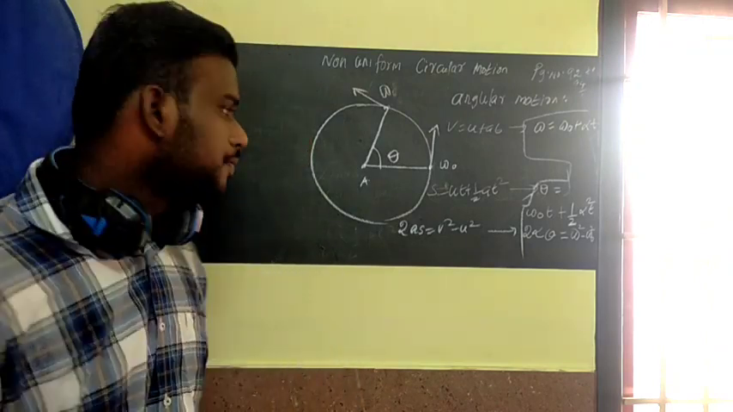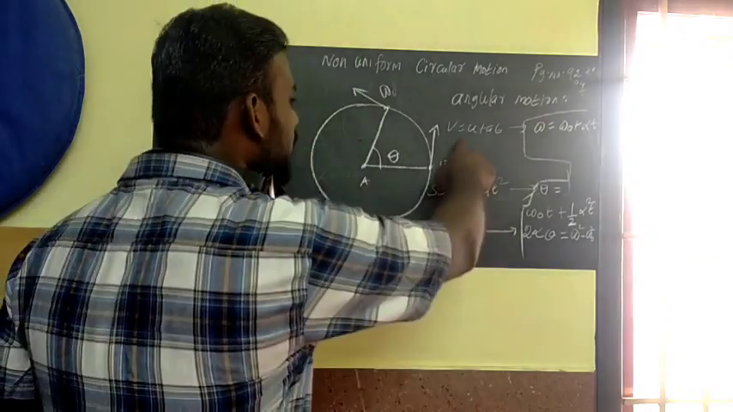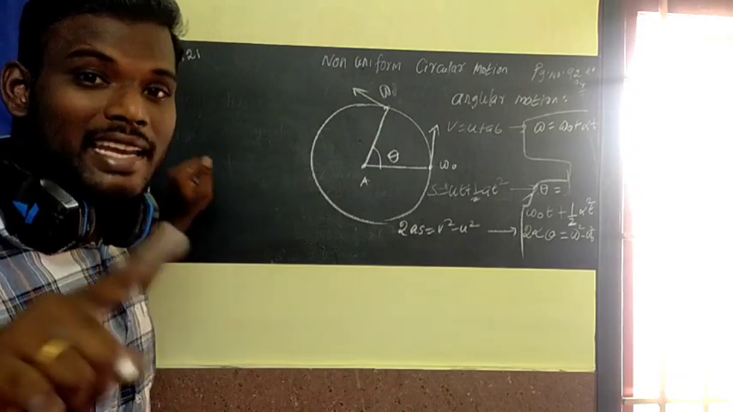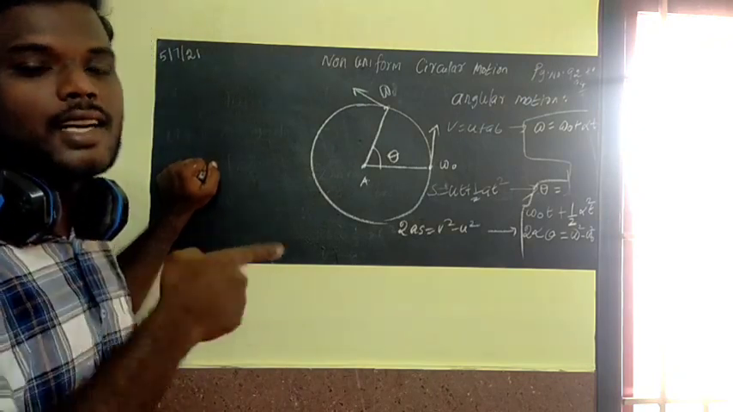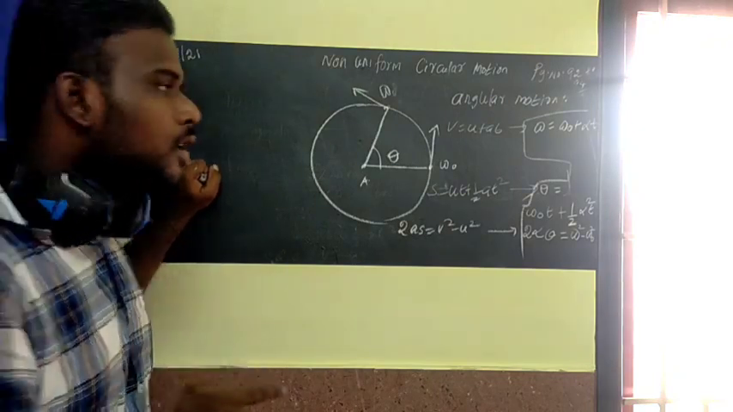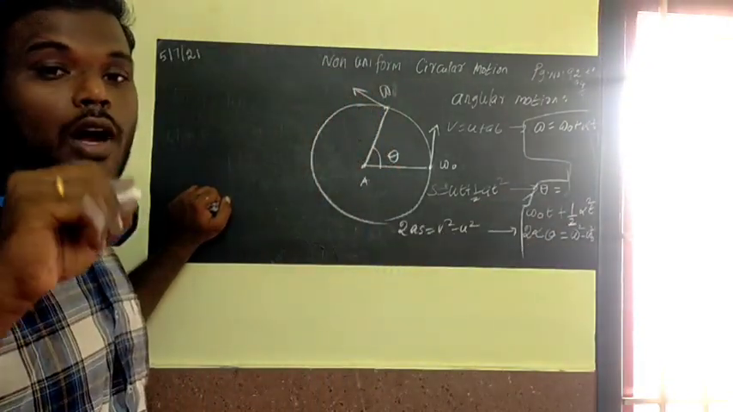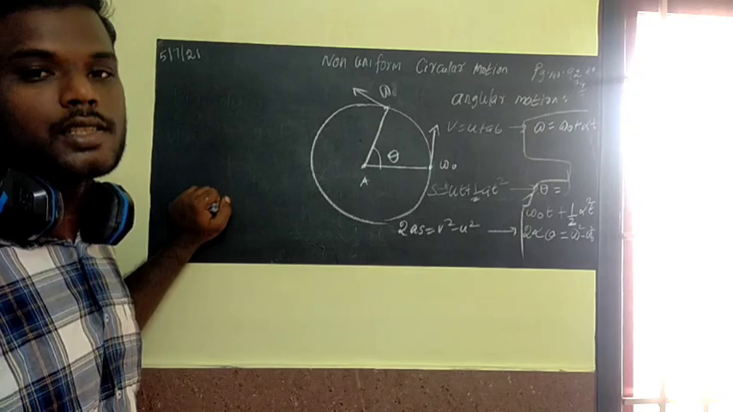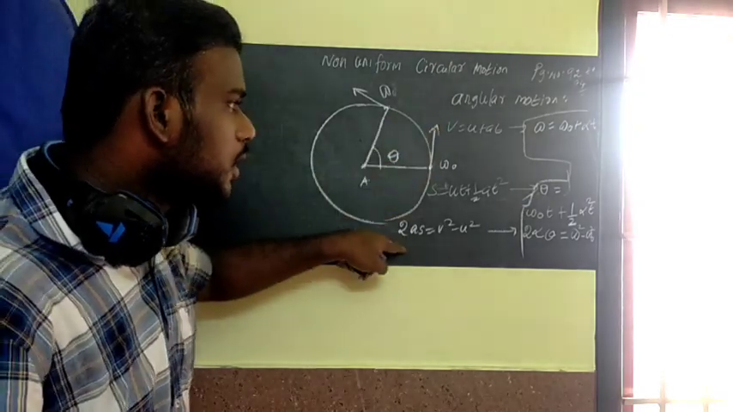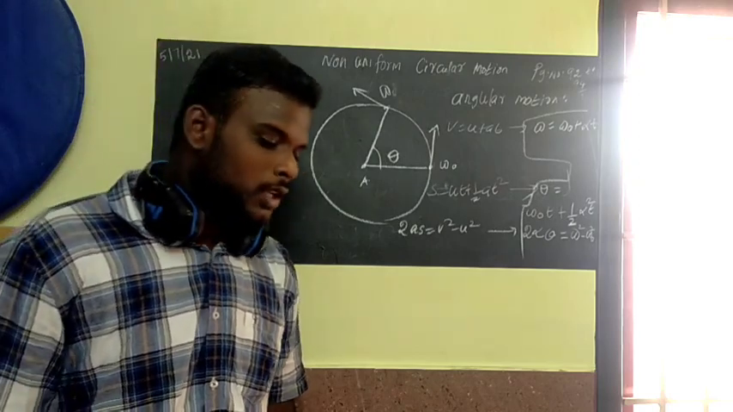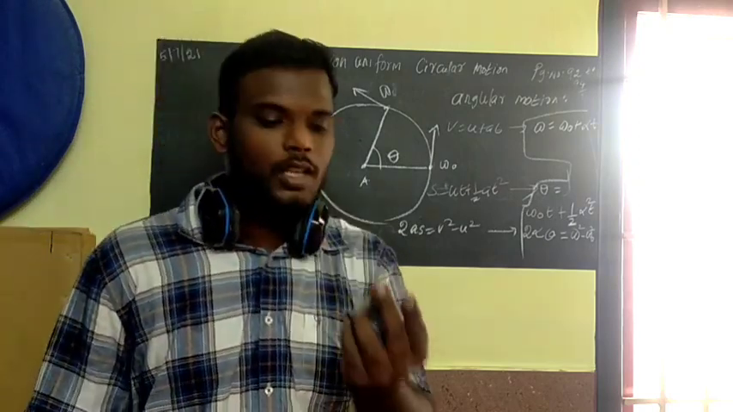Is that clear, ma? For linear motion, we are taking acceleration as a constant. And in angular motion, we are taking angular acceleration as a constant. Here the linear acceleration is constant, here the angular acceleration is constant. Is that clear, ma? So this is about non-uniform circular motion.